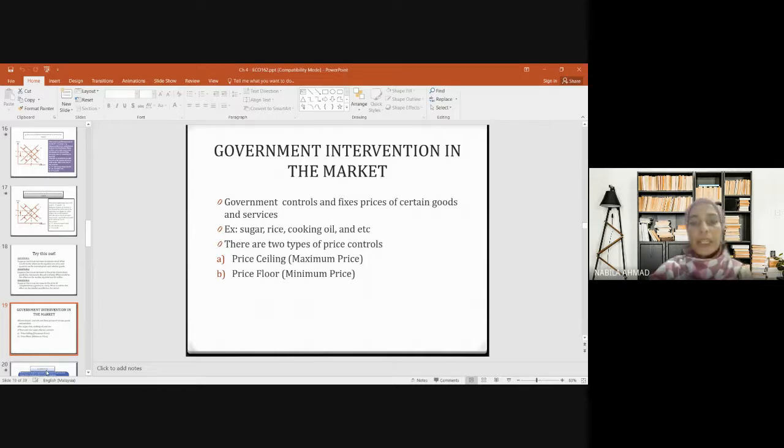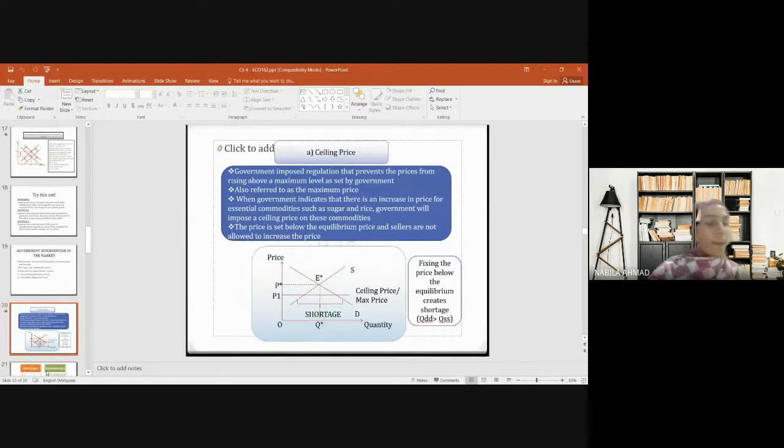So government dia akan fix the price of certain goods and services sama ada dia nak bantu consumer atau sama ada dia nak bantu producer. Okay, so basically there are two types of price control. We have price ceiling atau kita panggil maximum price and price floor kita panggil minimum price. Okay, so what is price ceiling atau ceiling price? Okay, it is a maximum price. Okay, so government impose regulation that prevents the prices from rising above a maximum level as set by government.